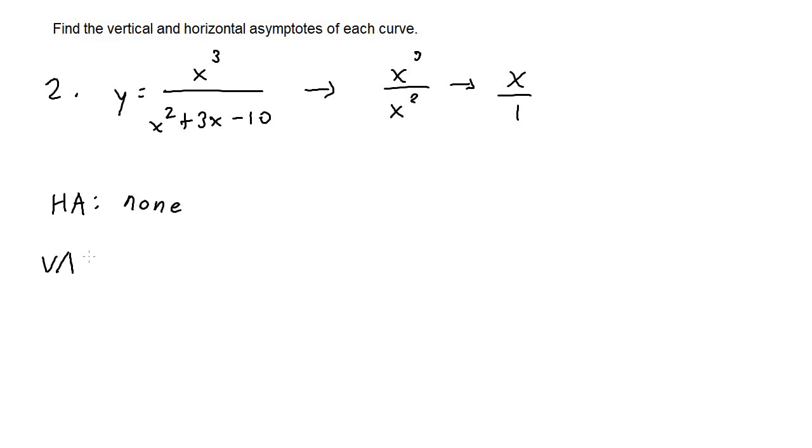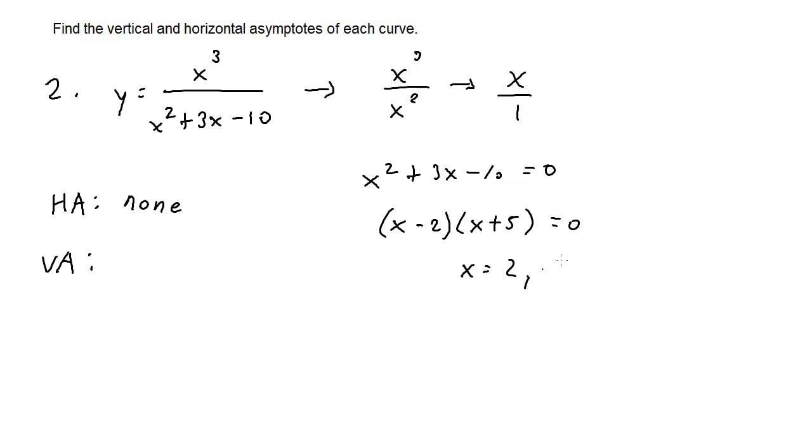Now for vertical asymptotes, once again we're going to set the denominator equal to 0. So we have x squared plus 3x minus 10 equal to 0. Now I can go ahead and factor x squared plus 3x minus 10 into x minus 2 and x plus 5. So then the x values are going to be at x equals 2 and x equals negative 5. So we can go ahead and say at x equals 2 and at x equals negative 5, there are vertical asymptotes.